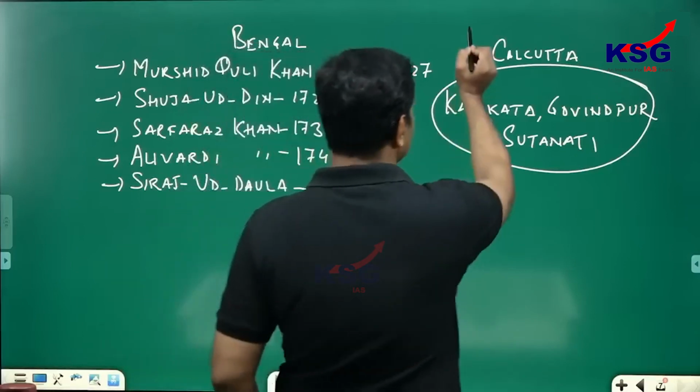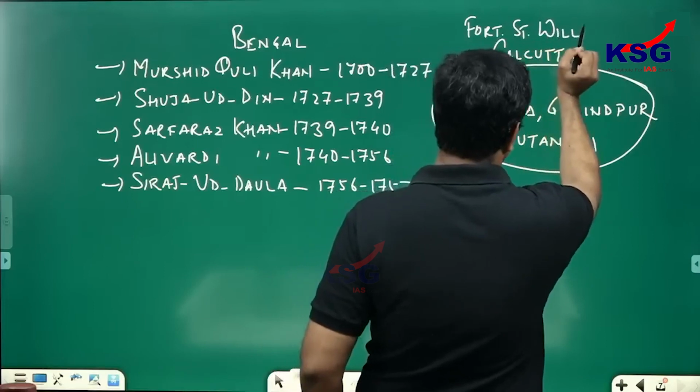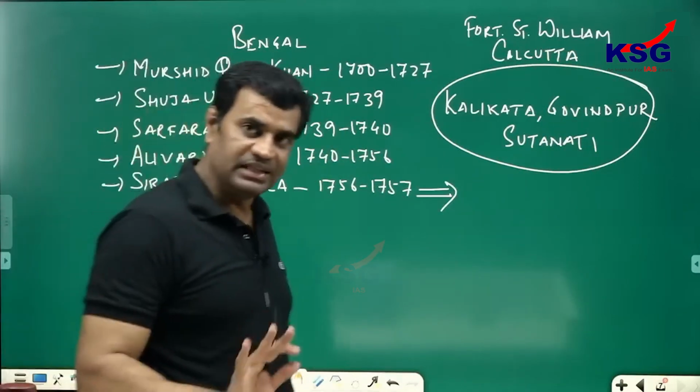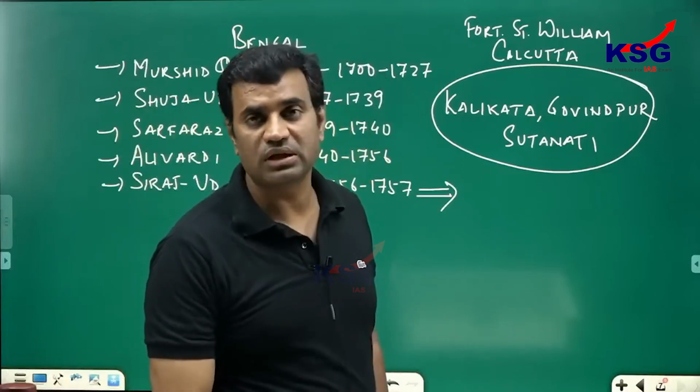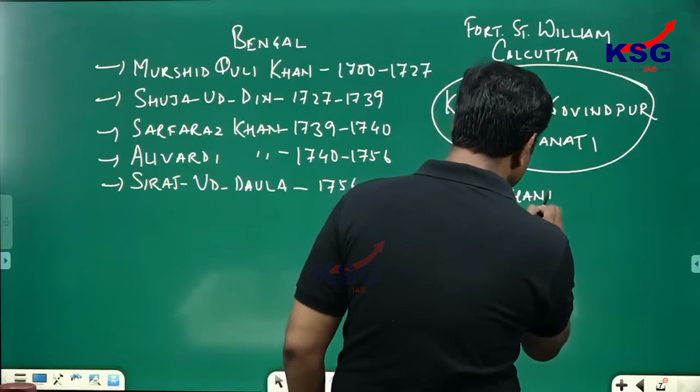City of Calcutta was established, and at Calcutta, the British began to construct a fort. This fort is known as Fort St. William. At the same time, France also wanted to have control of Bengal, and France began to construct a fort at Chandarnagar.